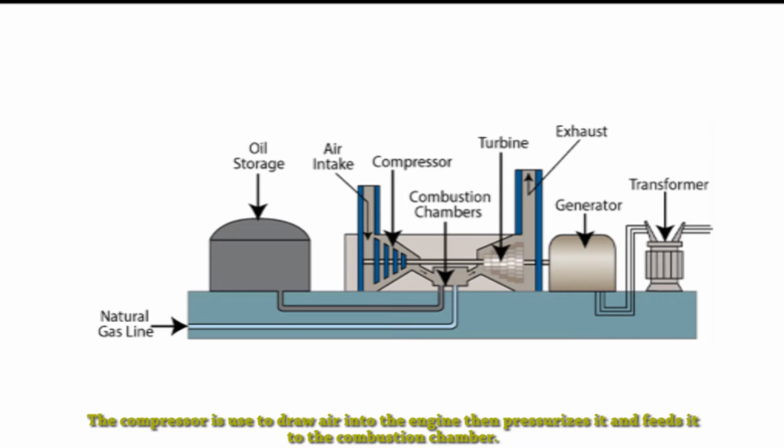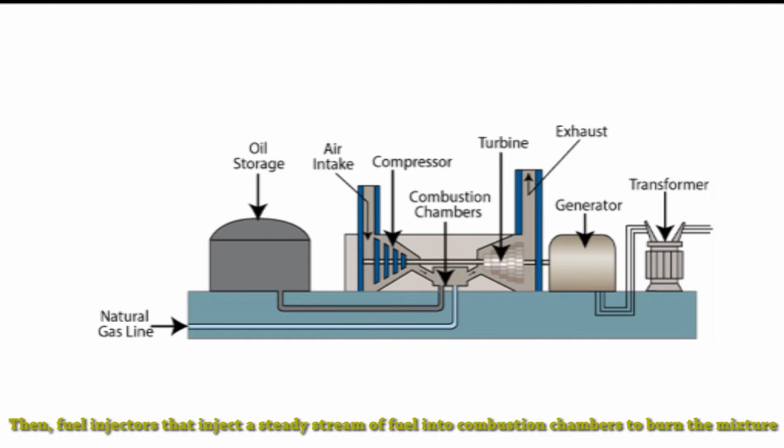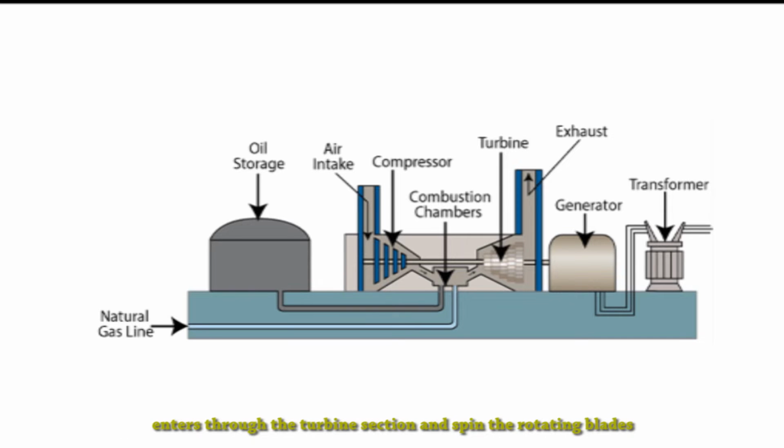The compressor is used to draw air into the engine and then pressurize it and feed it into combustion chamber. Then, fuel injectors inject a steady stream of fuel into combustion chambers to burn the mixture. The combustion produces a high temperature and high pressure gas stream that enters the turbine sections and spins the rotating blades and also the generator to produce electricity.